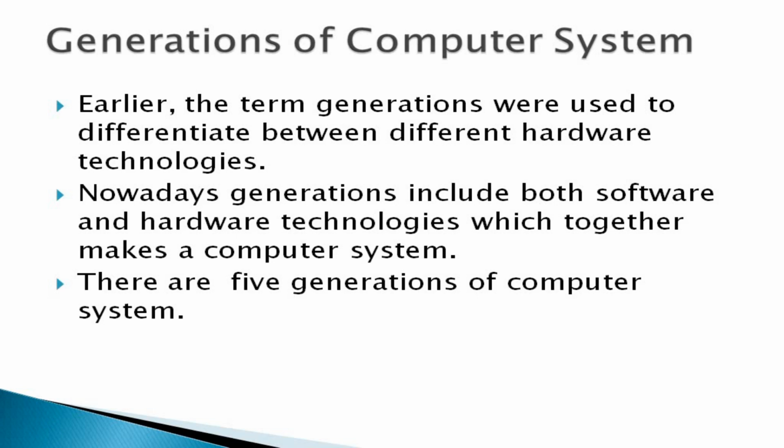When it was the very initial period of the computer system, just when the hardware technology changed, we said that this is one generation, and when another, latest technology came, we said this is the next generation. But in today's time, hardware and software both comprise a generation. When there is a change in hardware as well as in software, that makes a computer system generation in today's time. So basically there are 5 generations of computer system.